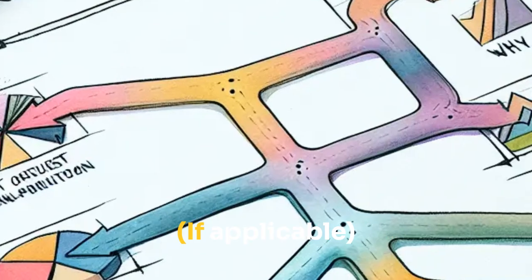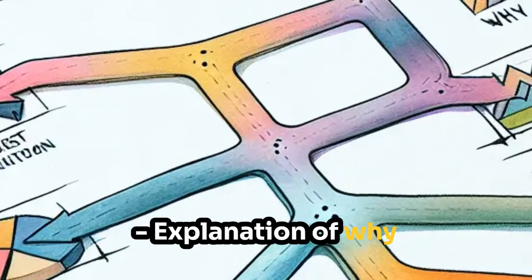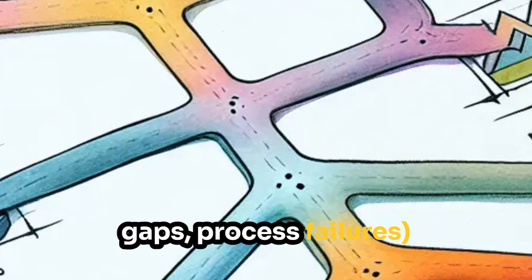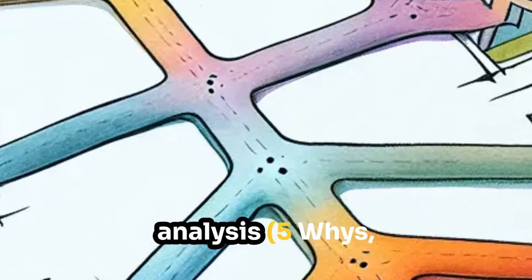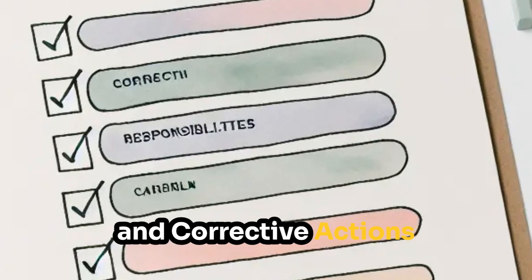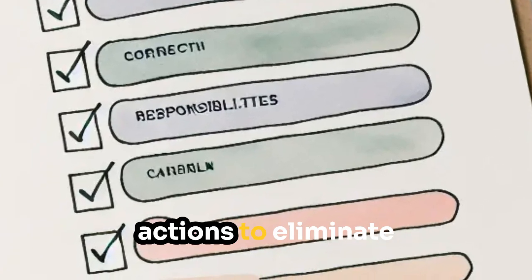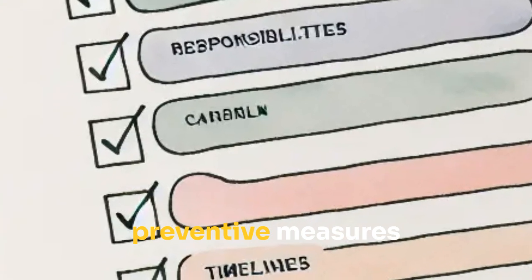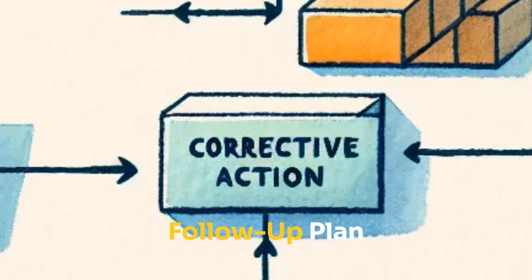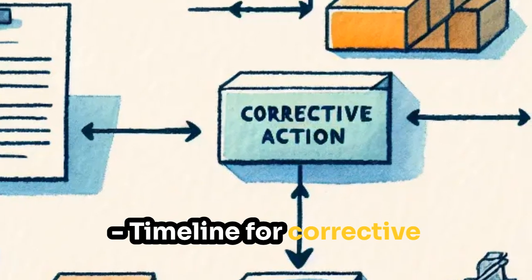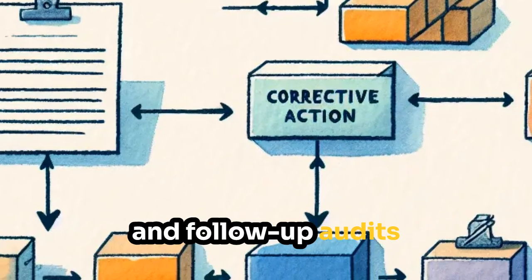Root cause analysis, if applicable: explanation of why nonconformities occurred, e.g., training gaps, process failures. Methods used for analysis: 5 whys, fishbone diagram. Recommendations and corrective actions: responsibilities and timelines for implementation, suggested process improvements and preventive measures. Conclusion and follow-up plan: summary of the audit outcome, and timeline for corrective action implementation and follow-up audits.